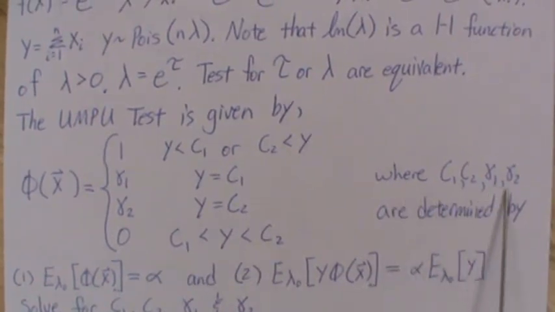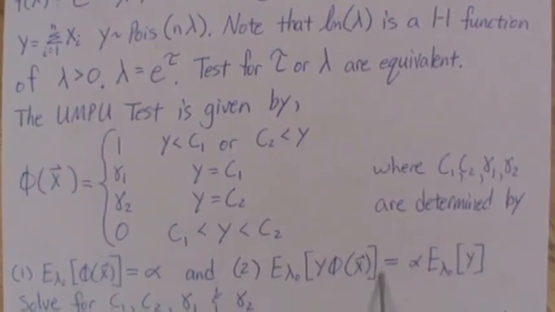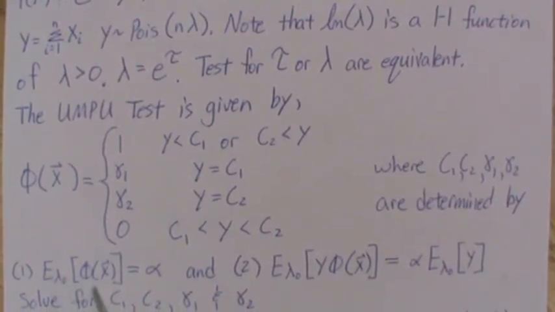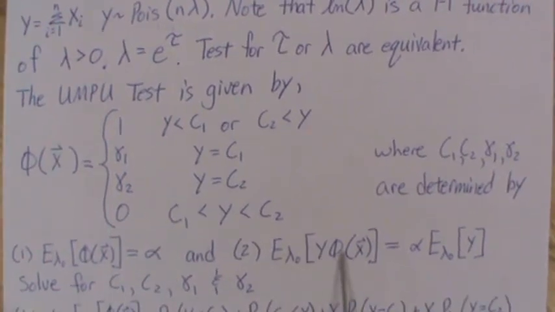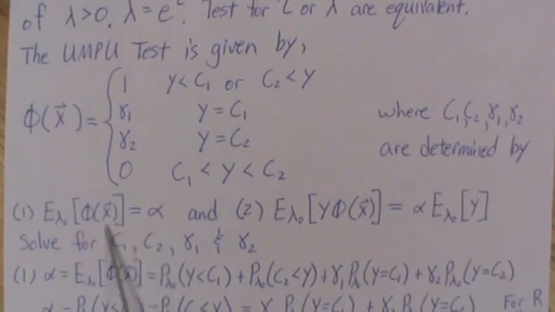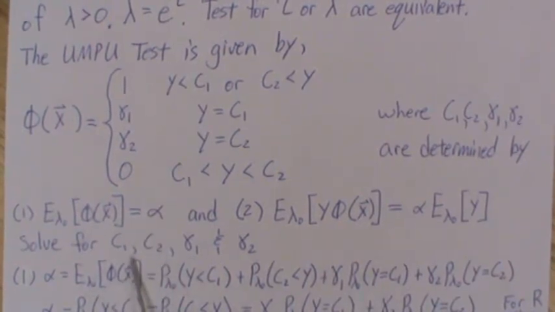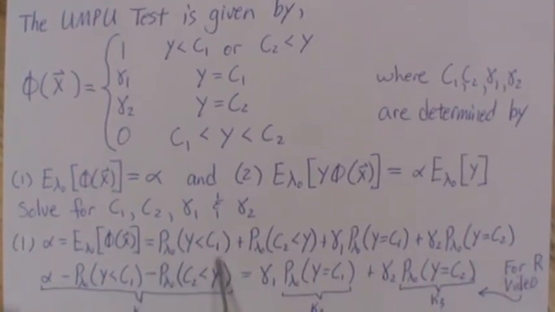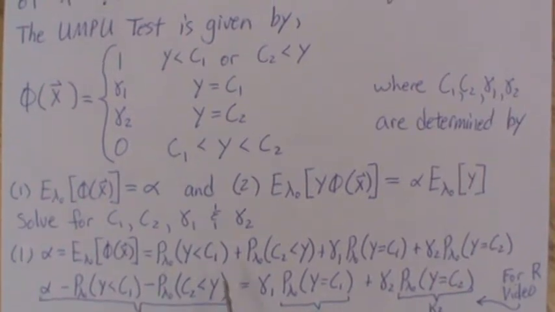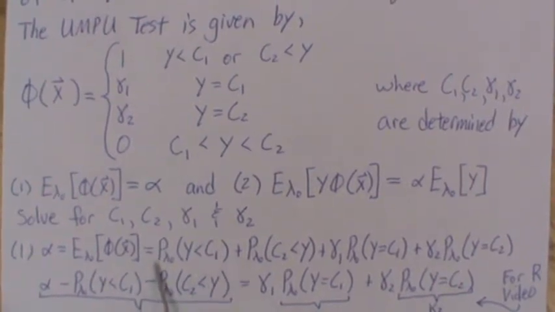Where C1, C2, gamma 1, gamma 2 are determined by these two equations. The expected value of our test function equals alpha, and the expected value of y times our test function equals alpha times the expected value of y. You set these equations up, and then you just solve for C1, C2, gamma 1, and gamma 2. So let's go through that process. Once we develop the two equations, it's actually pretty tough to do by hand. But I wrote an R program that does it in a split second. But you have to know what to program, and that's what we're getting ready to do here.